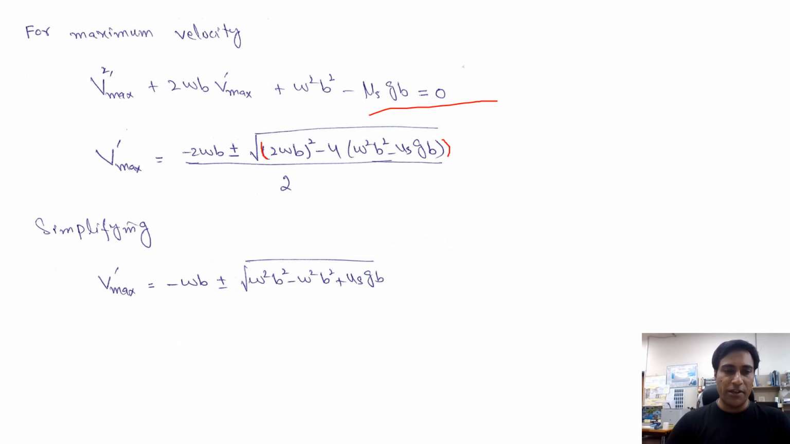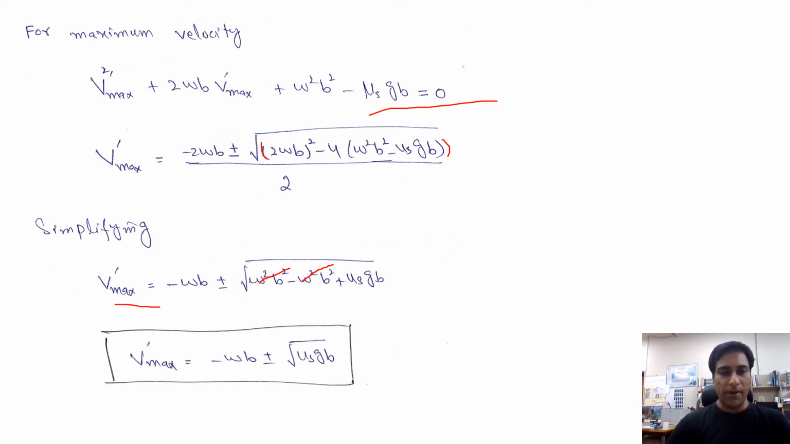So after simplification we get that v max dash is equal to minus omega b plus minus square root of omega square b square minus omega square b square plus μs g b. These two terms are the same, but they have opposite signs, so we will just cancel these two terms. And finally our v max is equal to minus omega b plus minus square root of μs g b. So this is about the first part of the problem. This is the velocity of the cockroach.